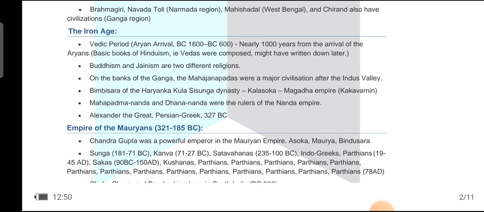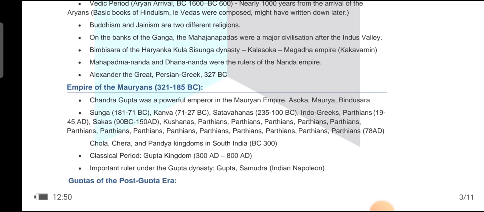Let us talk about the Iron Age. It is also subcategorized into some points. First point is the Vedic period, Aryan arrival, 1600 BC to 600 BC, nearly 1000 years from the arrival of the Aryans. Basic books of Hinduism like the Vedas were composed, though they might have been written down later. Next point is Buddhism and Jainism, two different religions.